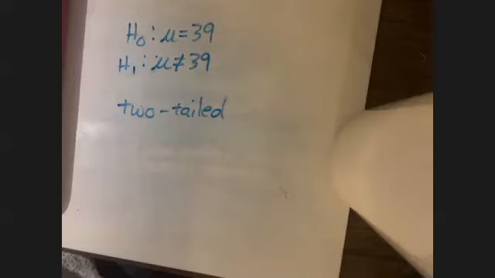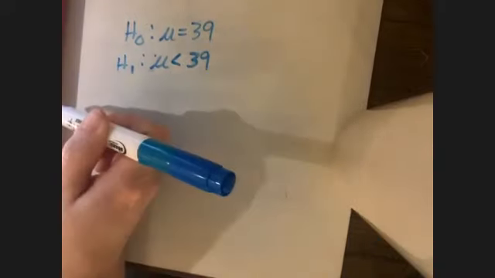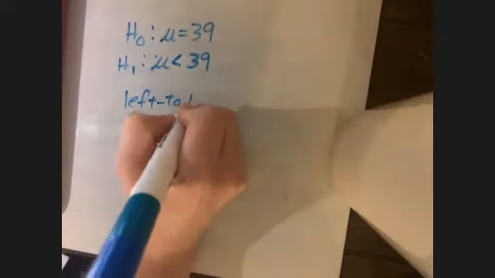Now looking at another one. We've got mu is equal to 39, mu is less than 39. Think about when this is going to happen. This is only going to happen when I find a value that is less than 39. Less than values are over to the left. So this is a left-tailed test.